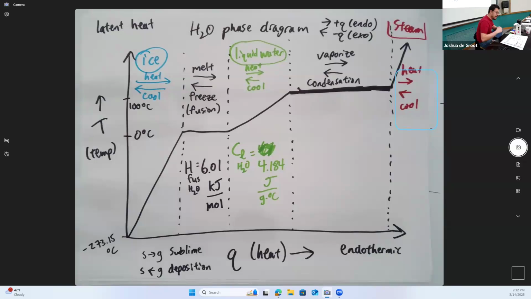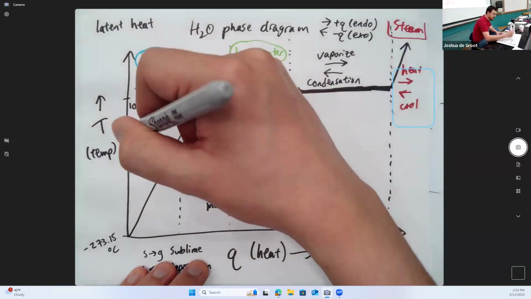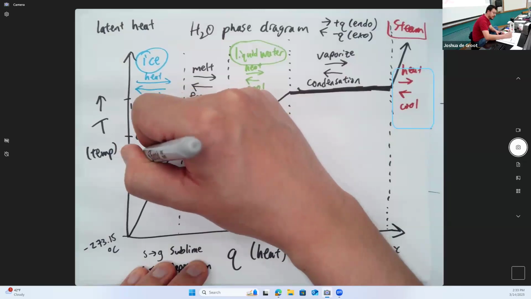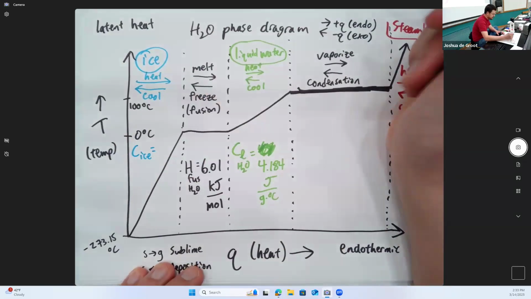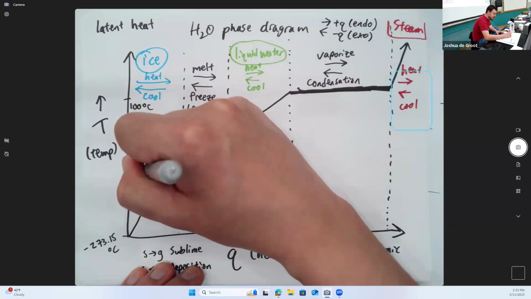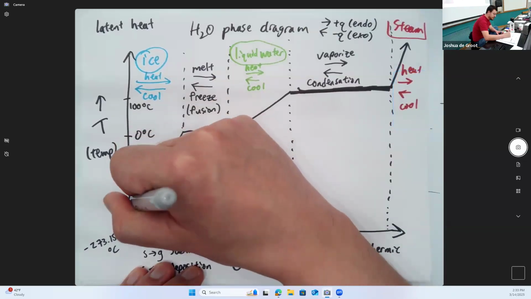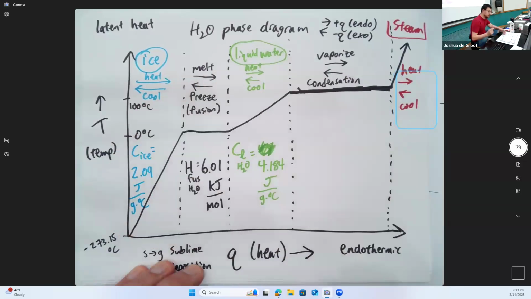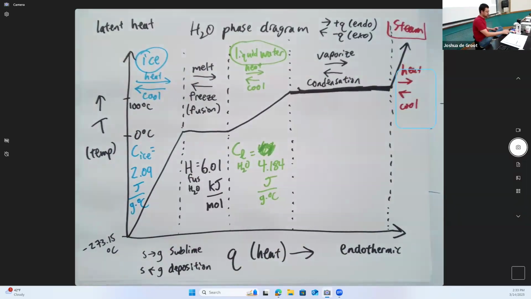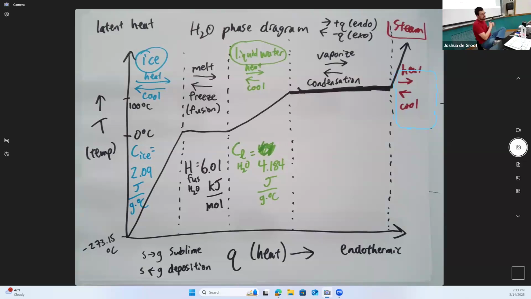And let's talk about ice. Ice is going to have its own C value. The C value of ice is 2.09 joules per gram degree Celsius. So we have 2.09 on the left, 6.01 in the middle, or the second one, and then 4.184 in that middle one.